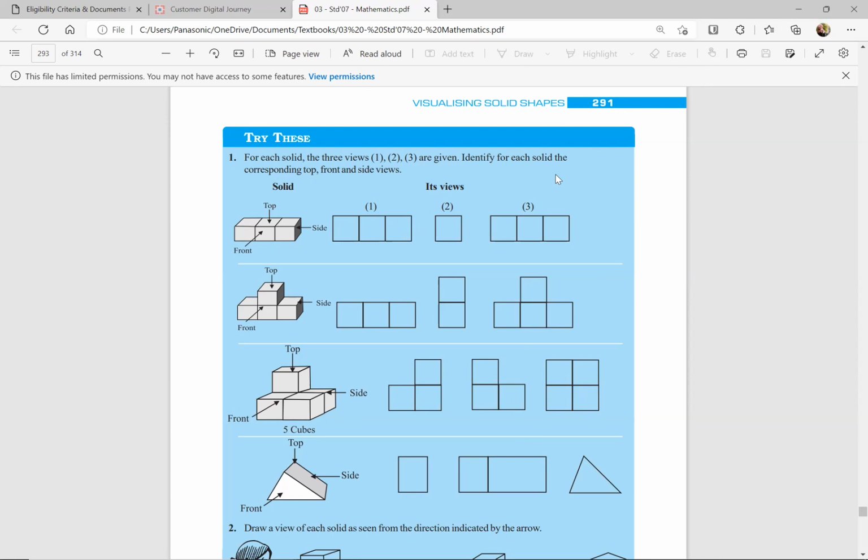And what else? The first one is the side view. Yes. And the second one will be the front view. Yes, very good. Okay, now let's talk about this one.